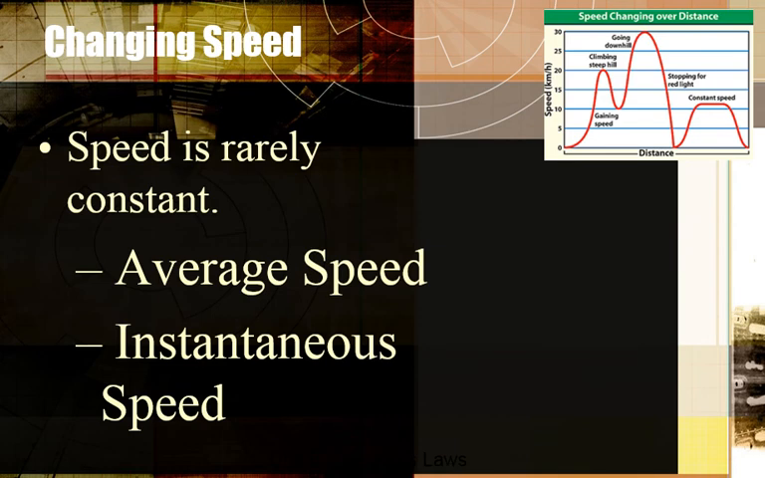Something to think about is that speed is rarely constant. So we usually calculate average speed. And average speed is our distance divided by time. If you think of the mail truck, it has to increase its speed from a stop and then slow back down as it approaches its endpoint.